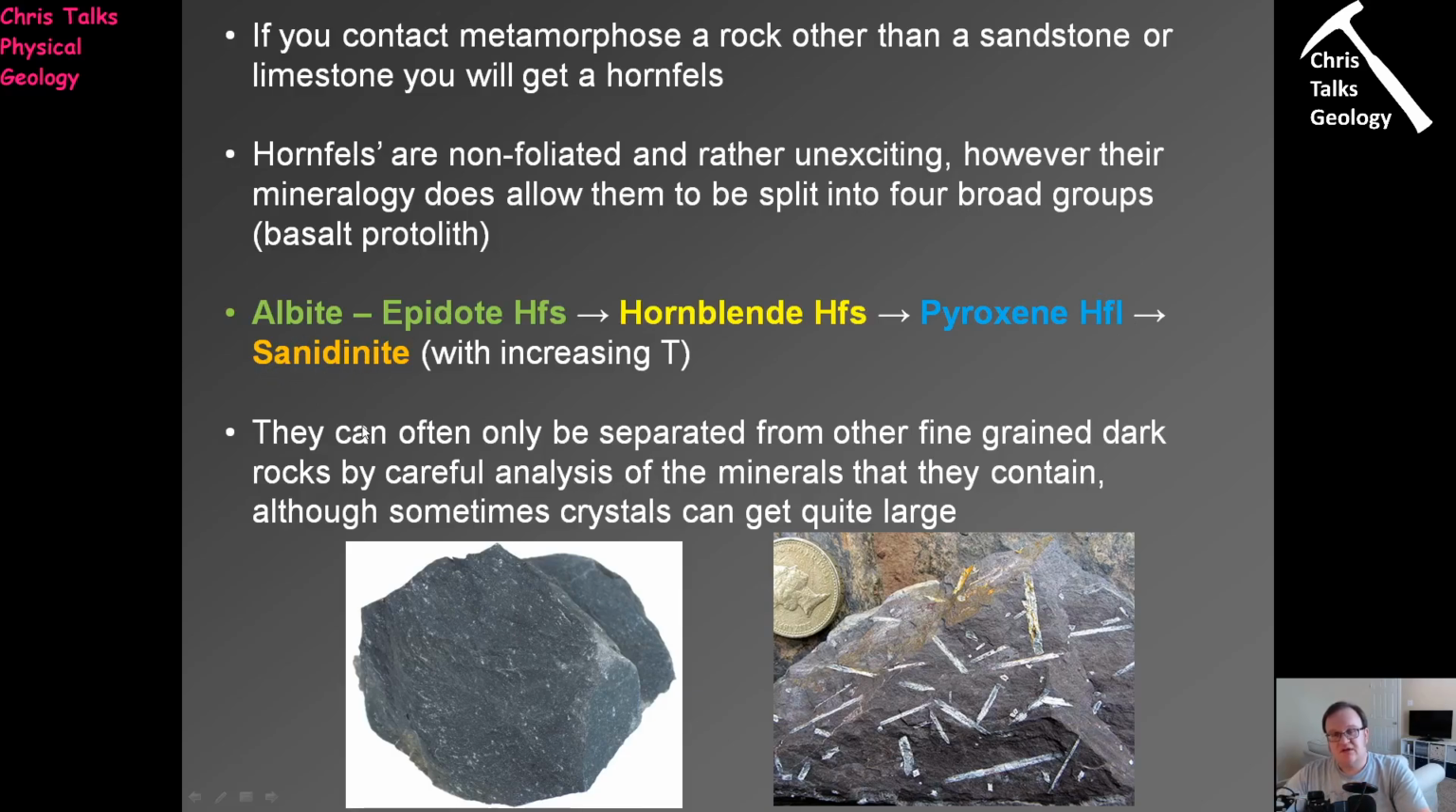We can see these changes simply by looking at the larger crystals that tend to form in the hornfels. In this case we can see crystals of a mineral called andalusite, so I know this hornfels has reached moderate to high grade metamorphic conditions. That's the kind of range that this rock has achieved. Albite hornfels can often only be separated from other fine-grained dark rocks, like basalt and greywacke, when you look down a microscope, or if you're lucky, if you can see some of these larger crystals.